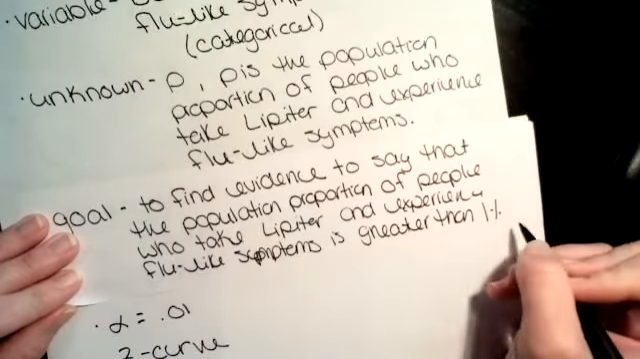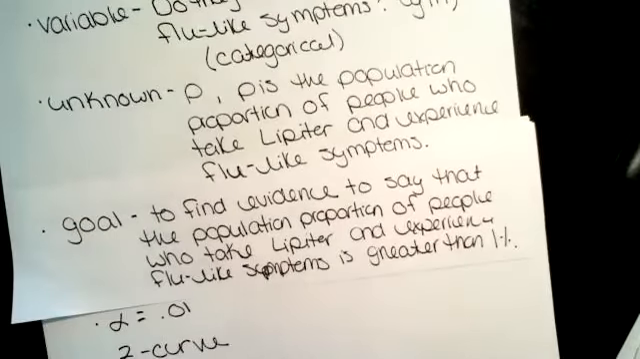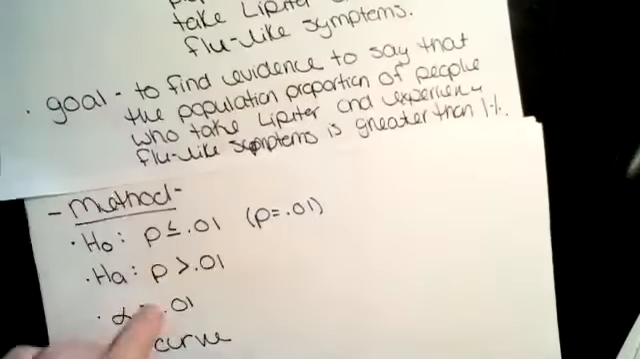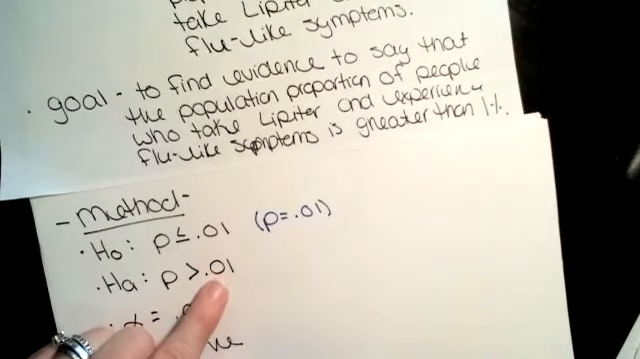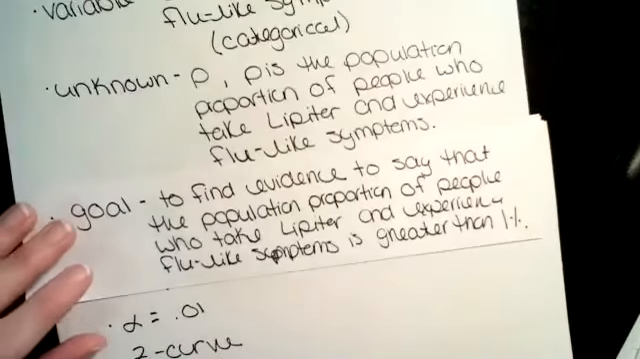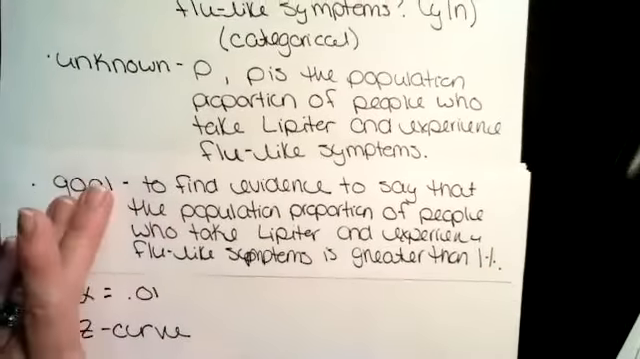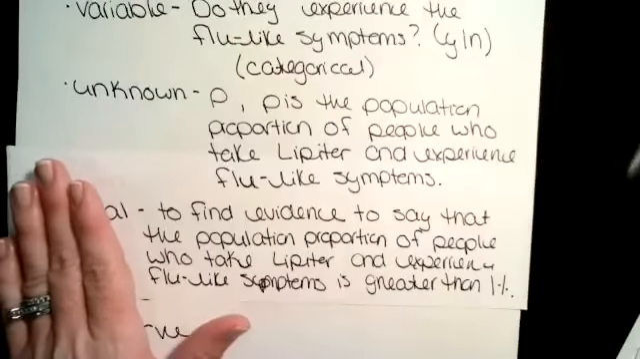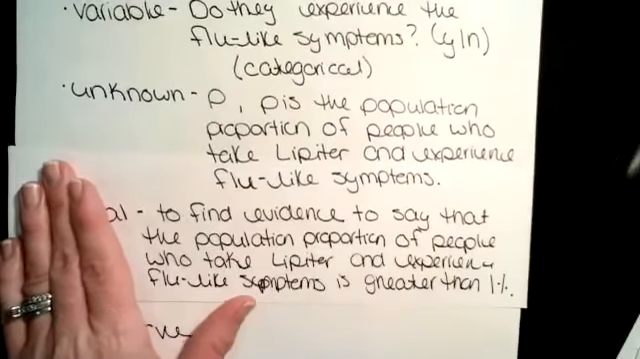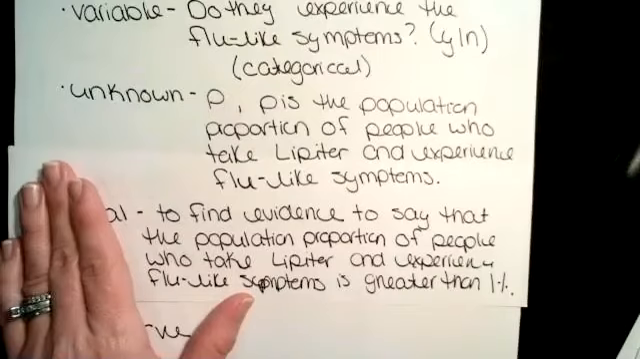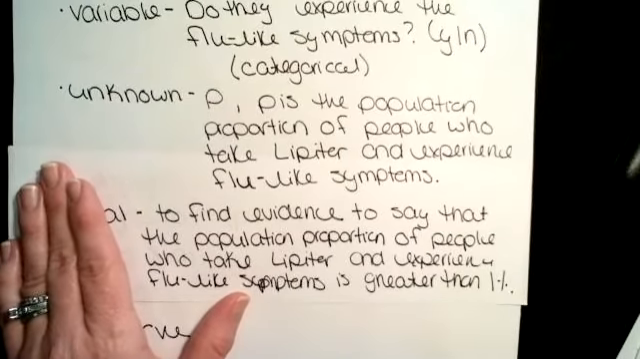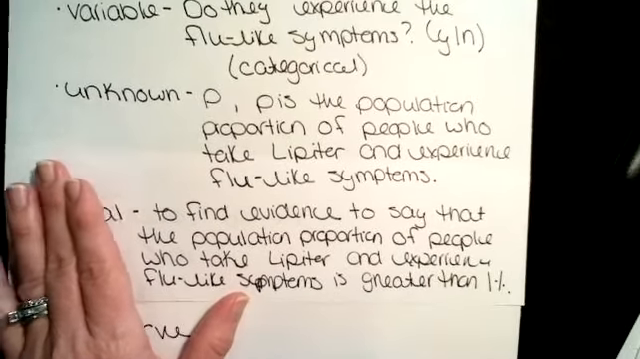You're going to see I'm going to write that 1% this time. I don't always. So we can write 0.01, it doesn't matter. Or you can write it whichever way you want. What I want you to know is that if there's someone not thinking mathematically, to find evidence to say that the population proportion of people who take Lipitor and experience flu-like symptoms is greater than 1% makes more sense to someone just reading this in general than if it said is greater than 0.01, right? Does that make sense?